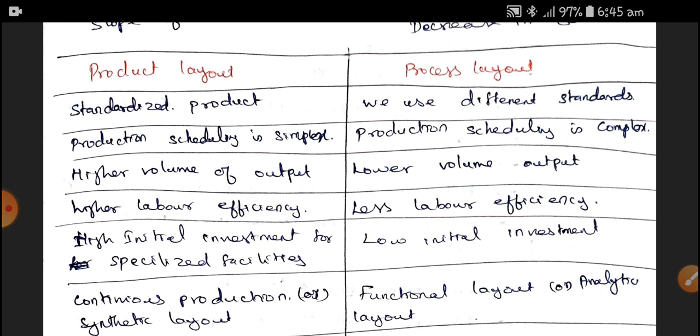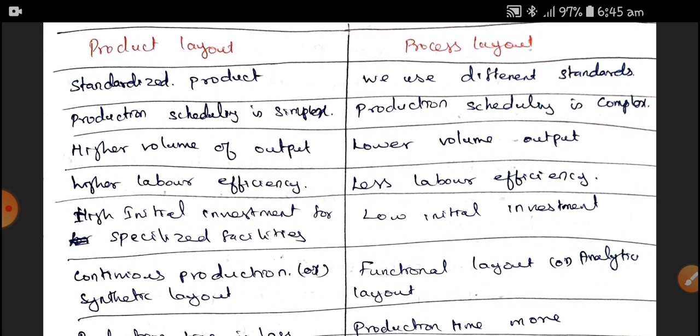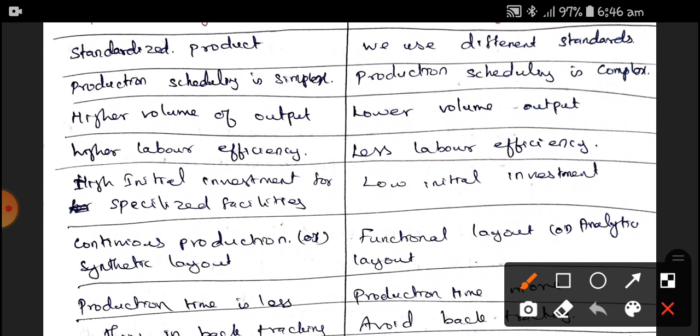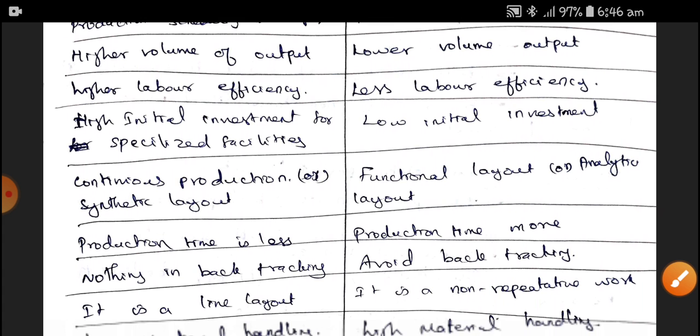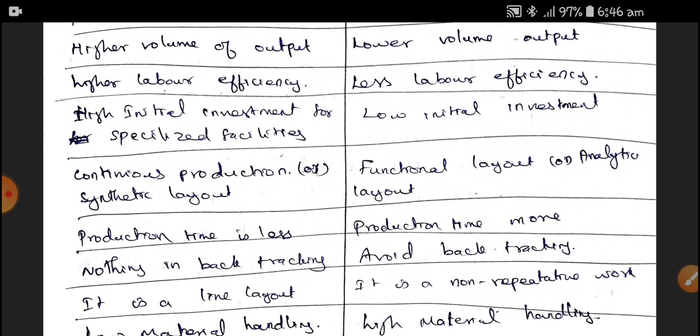In product layout the production schedule is simple, whereas in the process layout production scheduling is complex. In product layout, higher volume output; in process layout, lower volume output, so less labor efficiency in process layout, whereas in the product layout higher labor efficiency. In product layout we have a high initial investment for specialized facilities, whereas in the process layout very low initial investment. In the product layout continuous production or synthetic layout can be used, whereas in the process layout functional layout or analytical layout can be used.